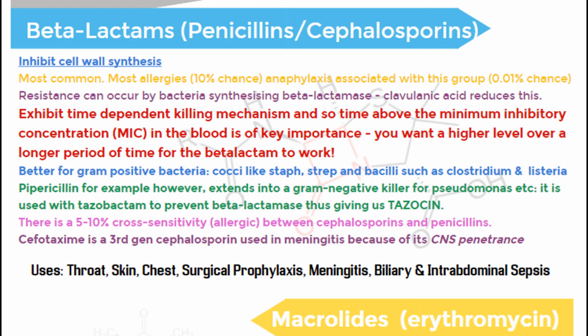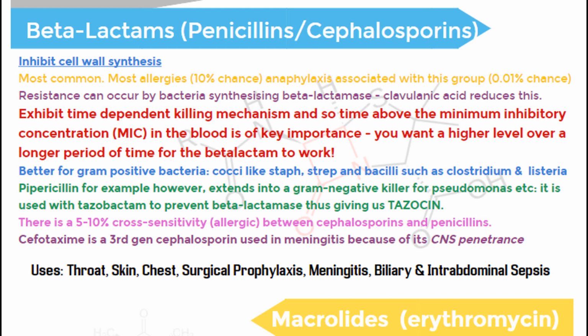Beta-lactams exhibit time-dependent killing mechanisms, and so the time above the minimum inhibitory concentration is of key importance. That means the amount of antibiotic in your blood required to cause an inhibitory effect on bacteria. So the time above that concentration is of key importance, so they need time around the bacteria to actually kill them. And this is in contrast to other antibiotics which work in a concentration-dependent way, and we'll talk about that in a minute.